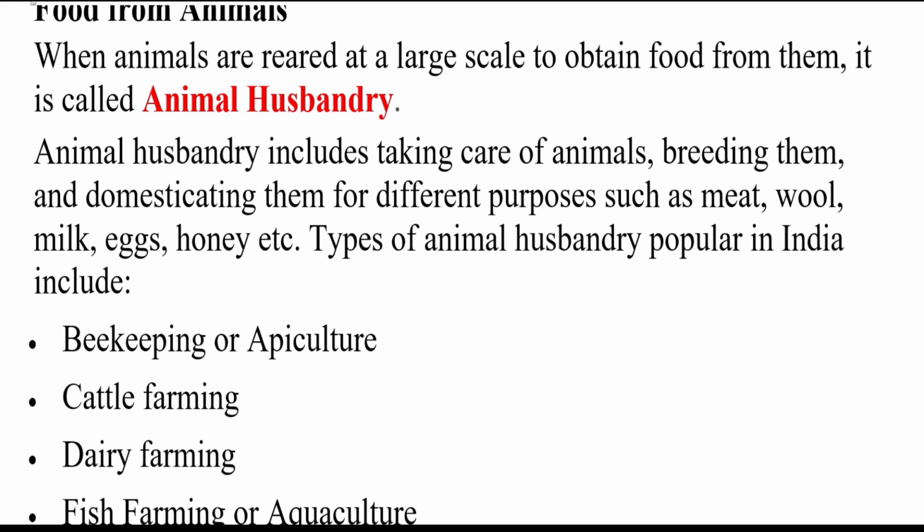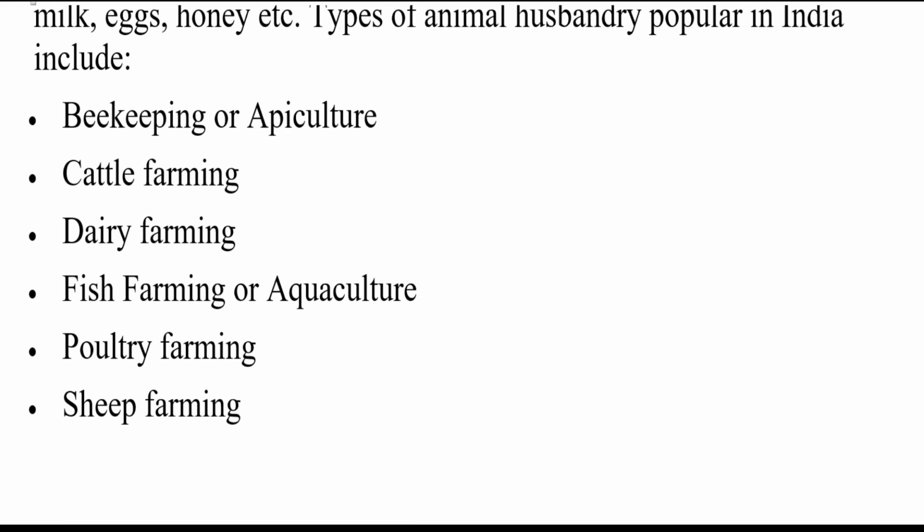The types of animal husbandry popular in India include apiculture or beekeeping, cattle farming, dairy farming, fish farming or aquaculture, poultry farming, the breeding of chicken, hen and cock. And the next one, sheep farming.